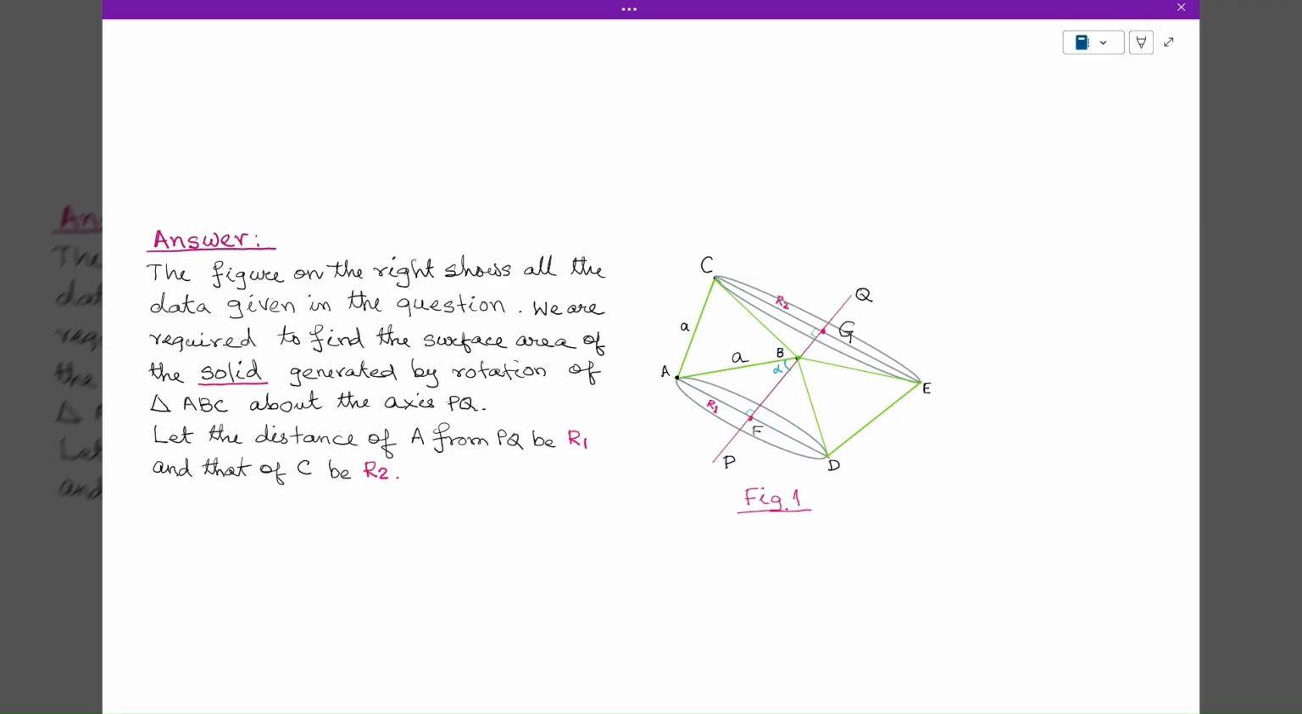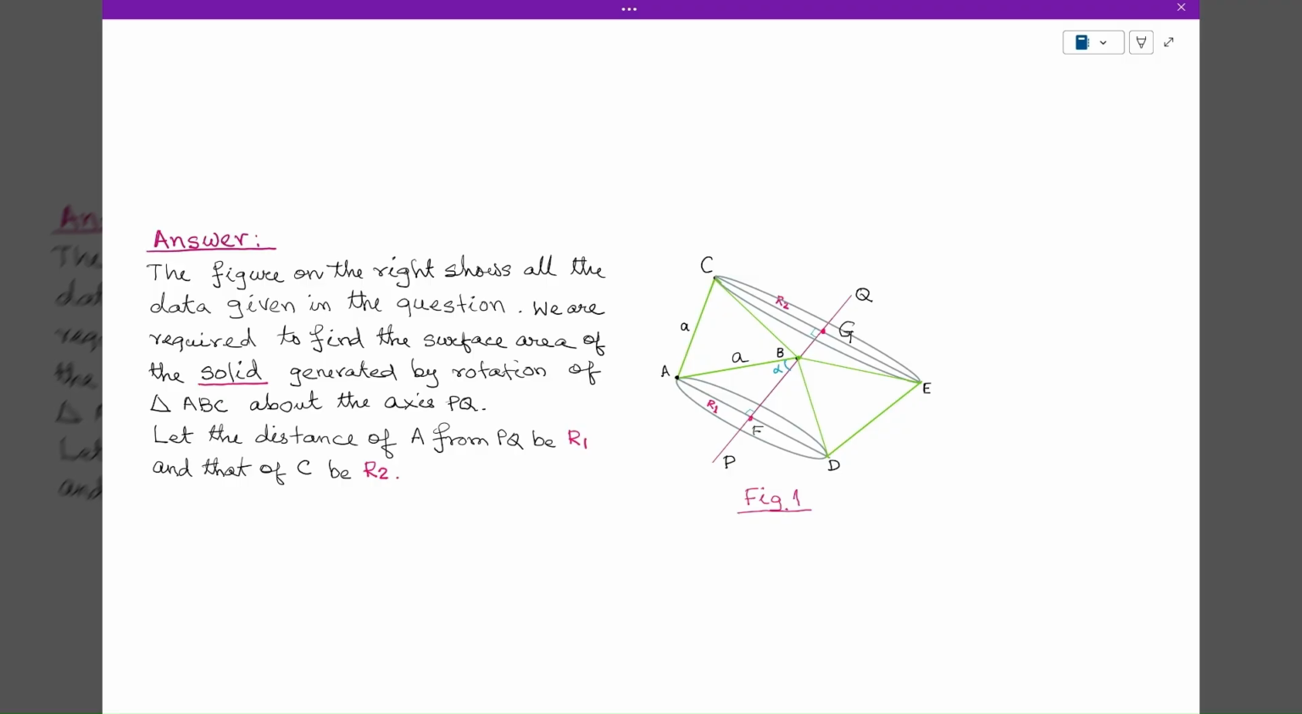This angle is alpha. The angle between AB and PQ is alpha, and that angle is between 45 degrees and 90 degrees. Now, this equilateral triangle is rotated about this axis, and we are required to find the surface area generated by this rotation.